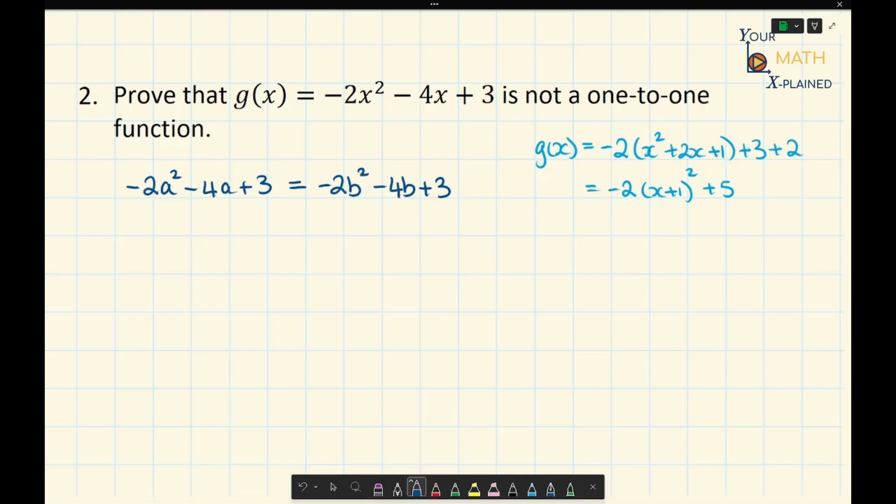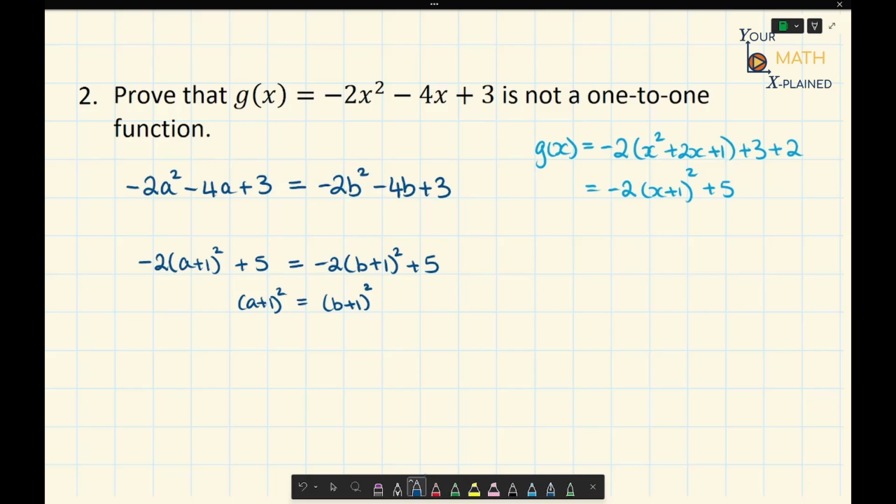So let's go ahead and actually use that instead. So that means g of a is going to be negative 2 times a plus 1 squared plus 5. And that's equal to g of b, which is negative 2 times b plus 1 squared plus 5. And now we can cancel out the 5 and then cancel out the negative 2, and we end up with a plus 1 squared is equal to b plus 1 squared.